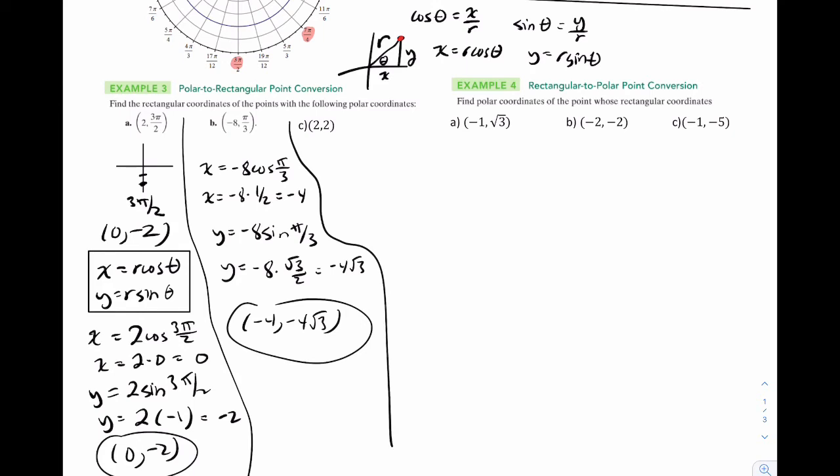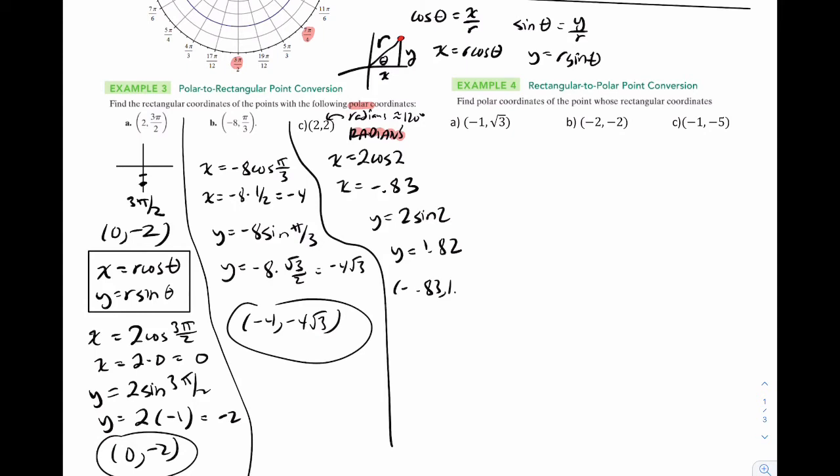Now this one's cool because it says 2, 2, but you have to realize this is a polar coordinate. So that 2 is actually in radians there. So really that's approximately like 120 degrees. So we obviously can't do this by hand. We need a calculator. So all you do is you grab your calculator, type in 2 cosine 2, and make sure you're in radians, and you get -0.83. You type in y equals 2 sine 2, and you get 1.82. And again, it's important that your calculator here is in radians. So your coordinate is -0.83, 1.82.